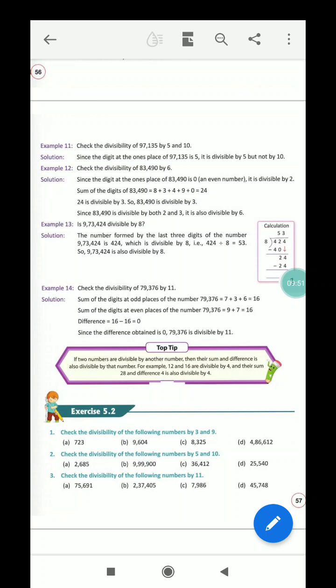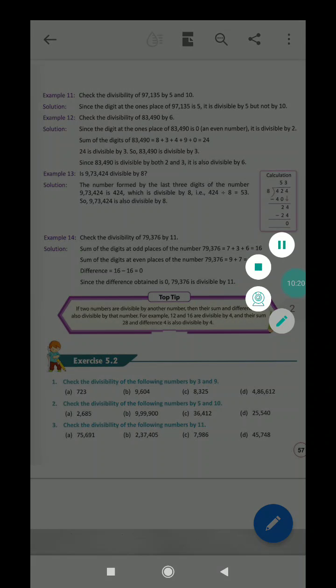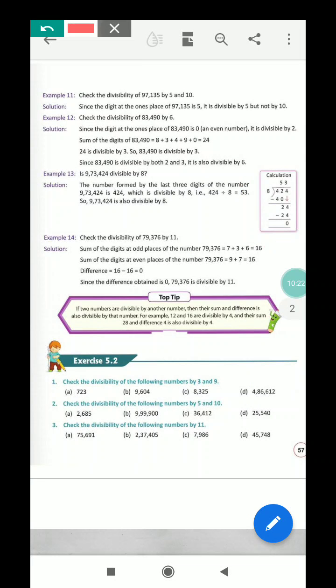Now example number 13 is 9,73,424, whether it is divisible by 8. Let us do the solution. The number formed by the last three digits of the number, that is 424, is divisible by 8, that is, 424 divided by 8 equals 53. The calculation is shown in the rough work. After the calculation we get the remainder as 0 and 53 as the quotient.